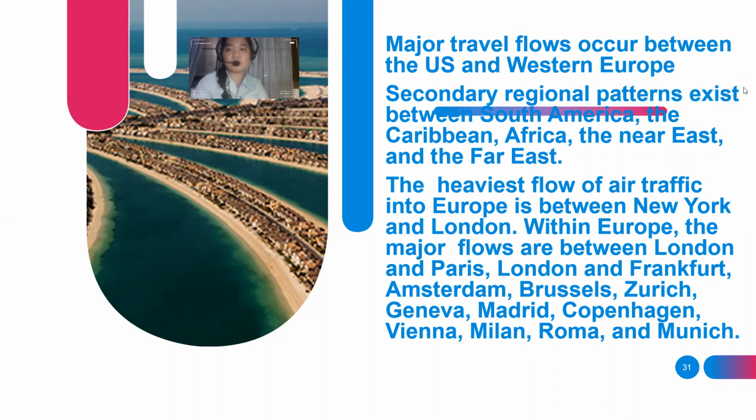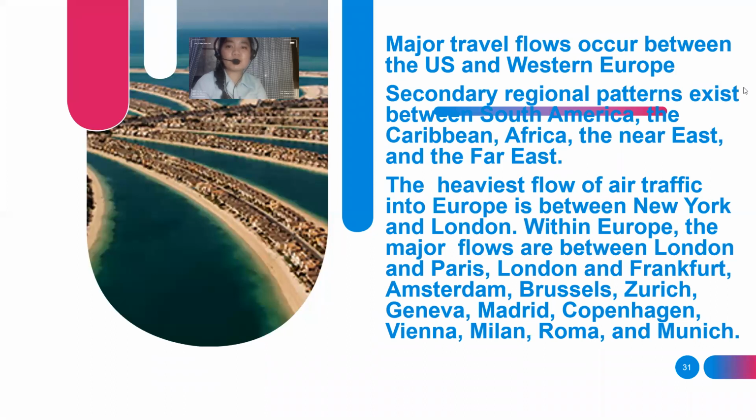So major travel flows occur between the US and Western Europe, as I have mentioned earlier. That means Europe contributes some of the most travel flows, because a lot of tourists go to Europe from the US, and a lot go from Europe to the US. So the exchange between them is where most of the tourists usually come from.